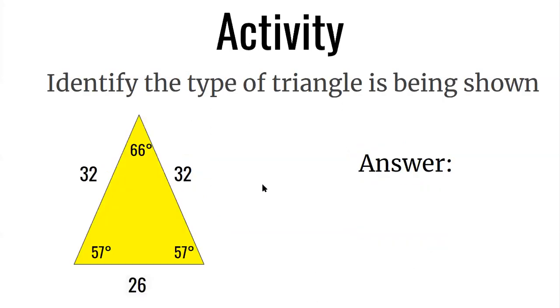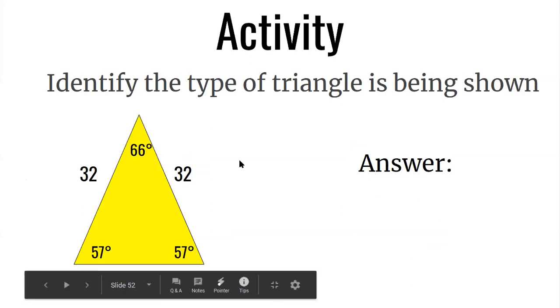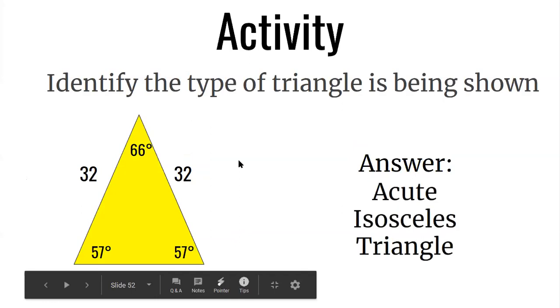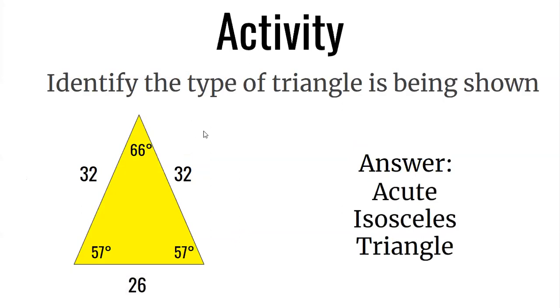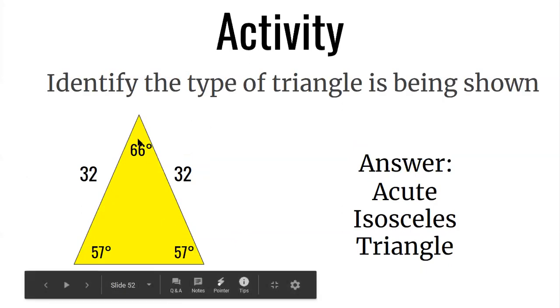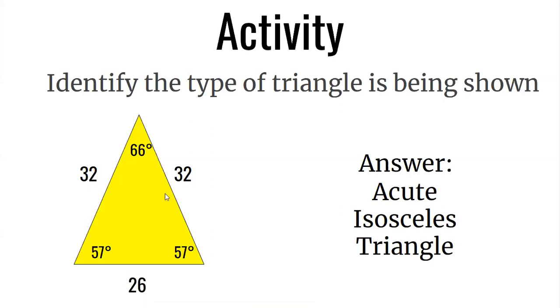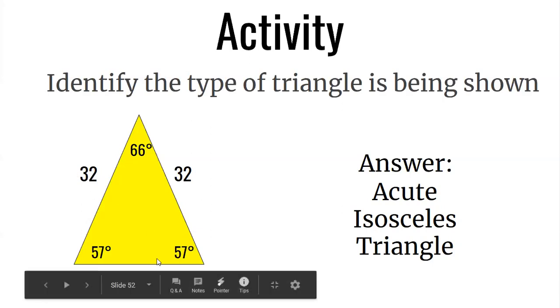Next triangle we have here is a triangle. Yes. Here you go. So pause the video in 3, 2, 1, pause. Hello, and we're back. So let's review the answers. So this triangle is an acute isosceles triangle. So it is acute because all the angles are less than 90 degrees, but it is isosceles because two of the sides are congruent to each other.